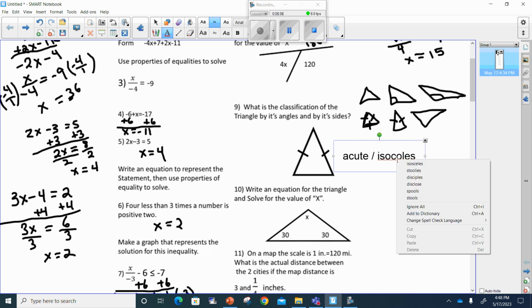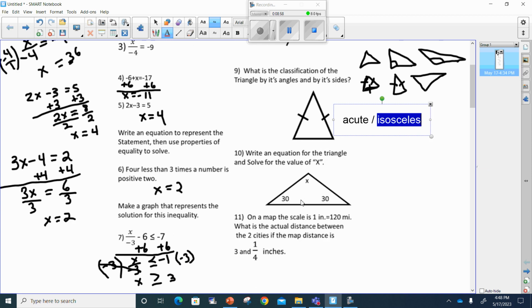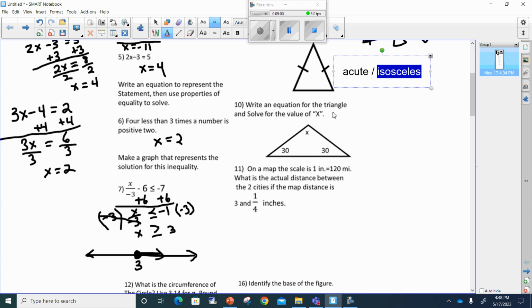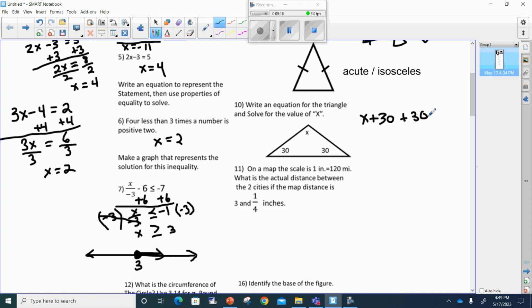All right, let's move on. Number 10 says write an equation for the triangle and solve it. I can remember again that when it comes to triangles, all the angles equal 180 degrees. So this is going to be x plus 30 plus 30 equals 180. Well, I know 30 plus 30 is 60. So I can say this is x plus 60 equals 180.